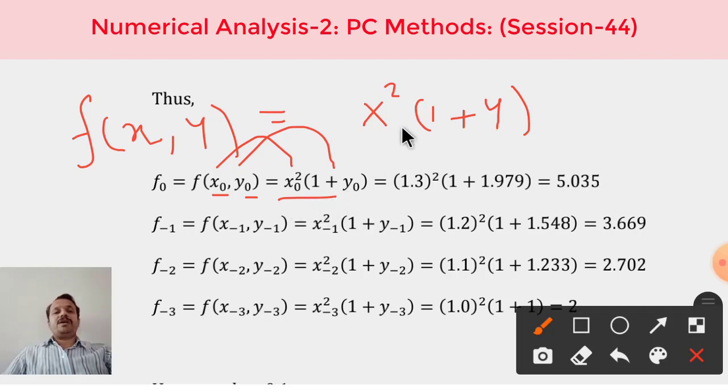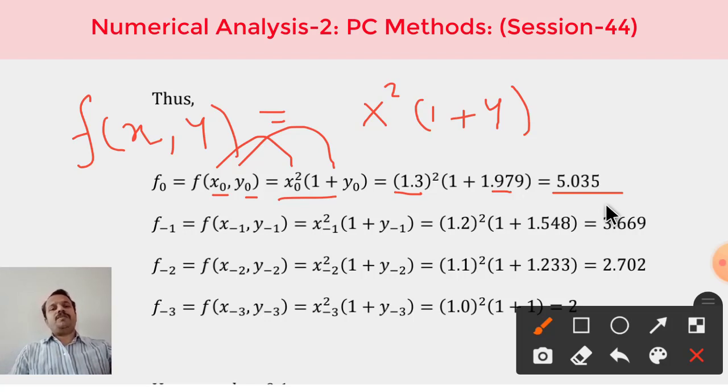Wherever in place of x we are writing x0, and in place of y we are writing y0. That's all. So we are substituting the x0 value and this y0 value. On simplification, we get 5.035 as the answer, and this is the answer for f0. So that is in our hand now.